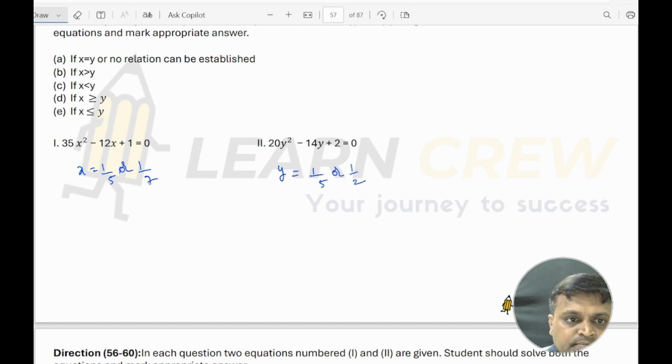So here x is equal to y, and obviously 1 by 5 is more than 1 by 7. So I can say y is greater than or equal to x. So that implies x is less than or equal to y. Do you have the option? That is option E. Next.